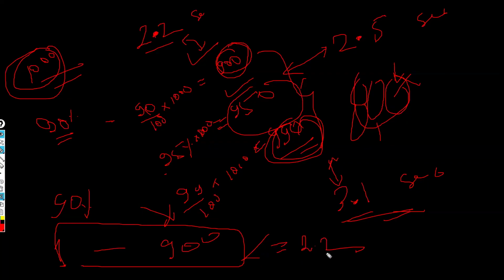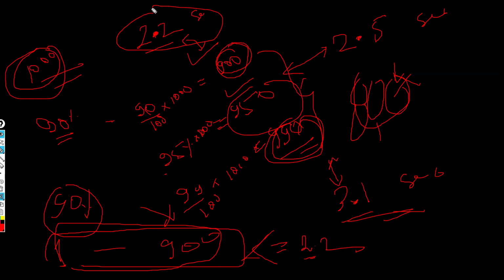Correct. 2.2, correct. 90% of 1000 means 1 to 900 people, which is 90% of the population, right? Or 90% of people have a response time less than or equal to 2.2, correct or not? Or if you are considering 950, then 950 people, from 1 to 950, have a response time less than or equal to 2.5, right?